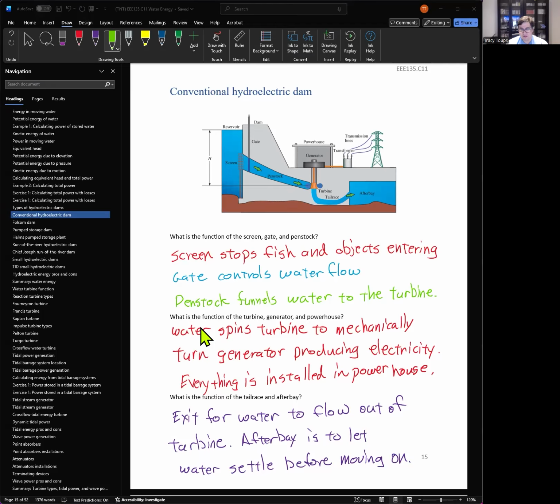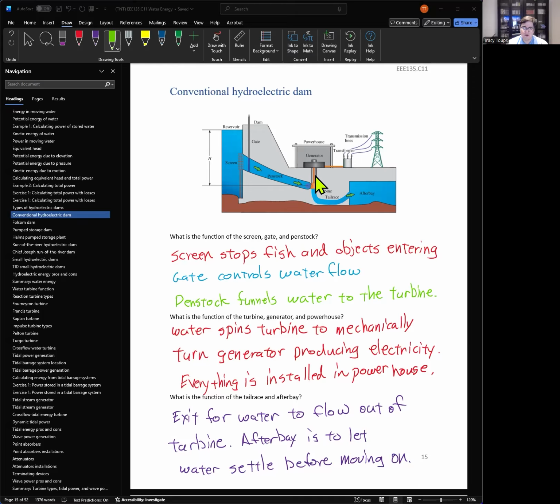So here, the water enters from this penstock and spins a turbine mechanically, pretty fast, I might add. This turns the generator to produce electricity. Electricity comes out as 60 hertz, constant frequency, to the main power grid. Both the generator and turbine are installed in the powerhouse, which should be very dry, with no dust or contaminants inside this building, to make sure the generator lasts a long time.